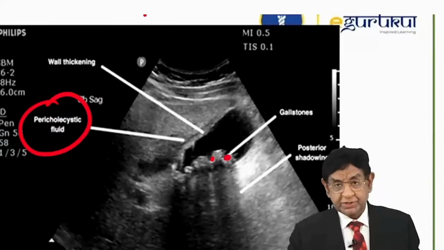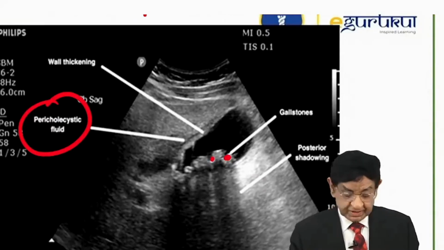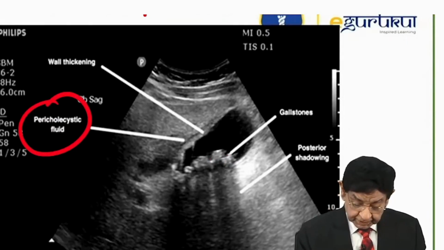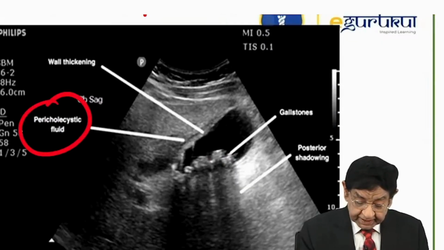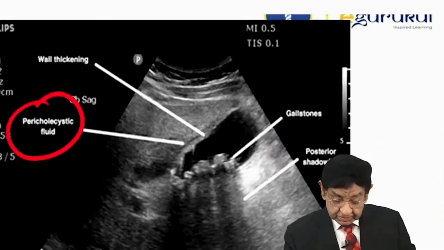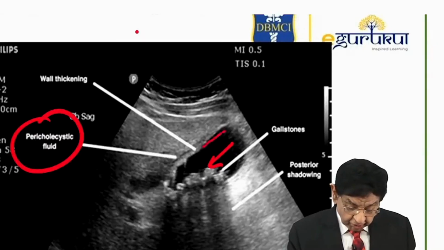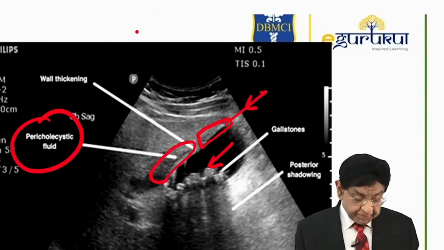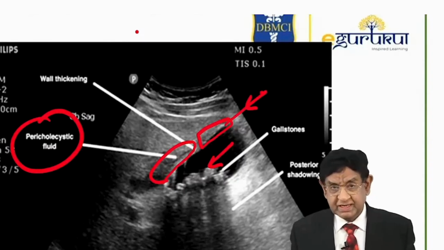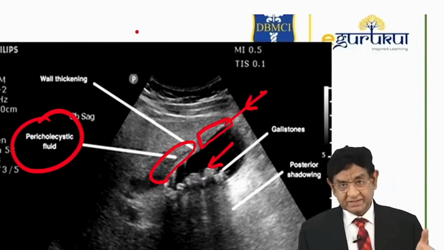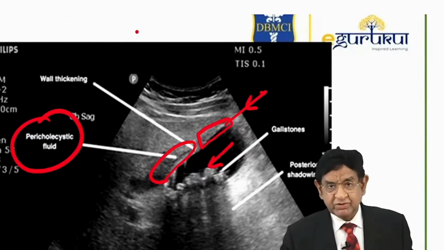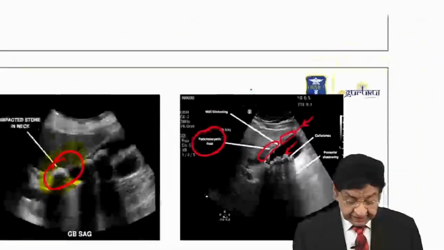So what I wanted you to see is the same picture. Stones, I again mark it. Stones, thickened gallbladder wall, and this pericholecystic fluid. Classical finding that you should see when you get a chance, otherwise you have seen the photo, now you will pick up better. So friends, lovely findings on ultrasonography.